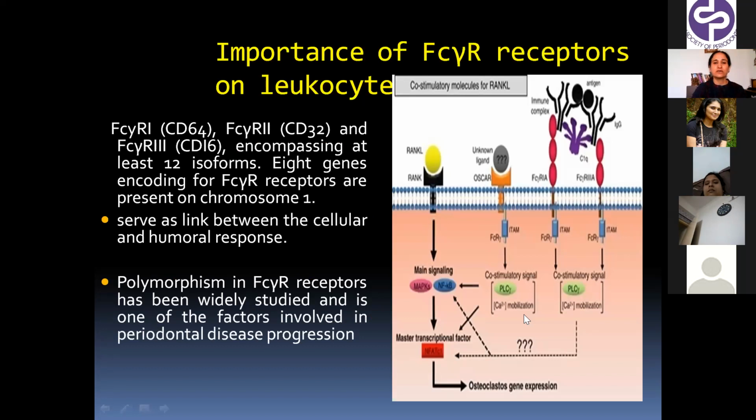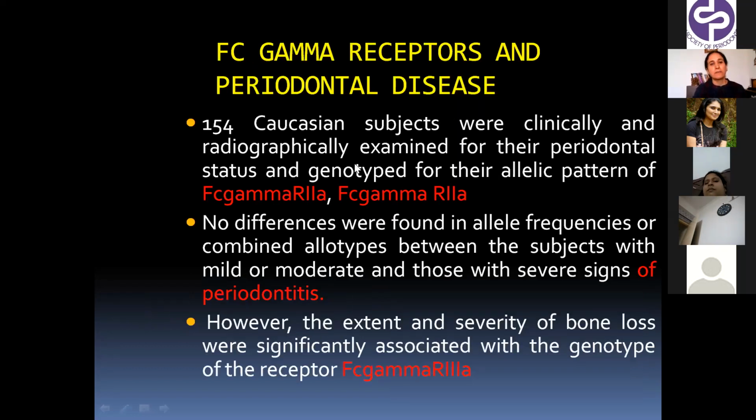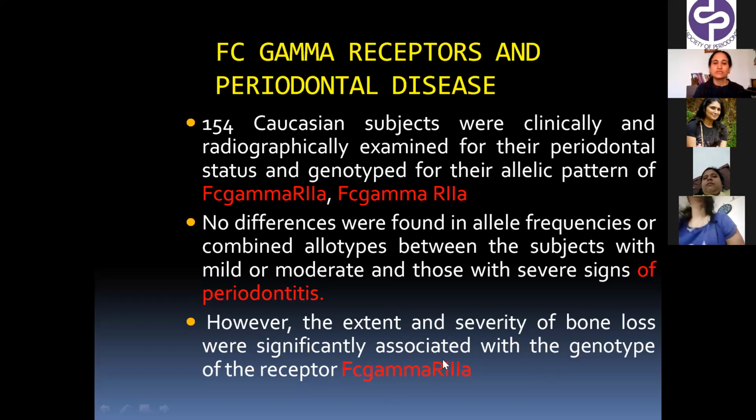I'll tell you the study. There are 3 main types of FC gamma receptors: 1, 2, and 3. In a Caucasian population, we saw that FC gamma receptor 3 was involved in the moderate and mild types. There was no difference in the FC gamma R1 or 2 receptors. But in the advanced bone loss cases, there was a significant genotype association with the FC gamma receptors. So you need to know about this also.